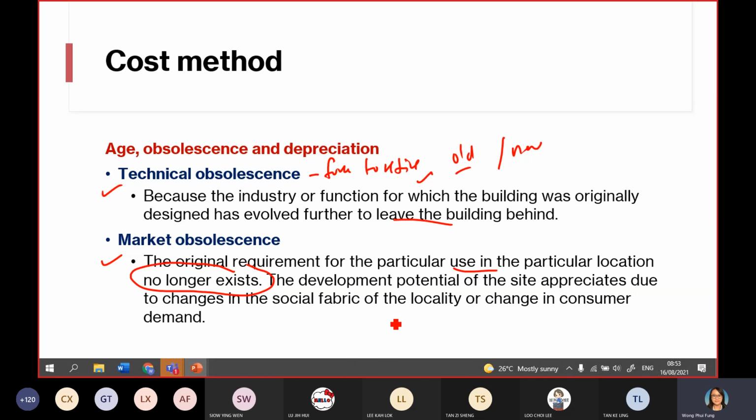However, the government changed, the policy changed, then the ECRL was also rerouted back to the original. No more passing by Negeri Sembilan. That is under market obsolescence. The original requirement for that particular use no longer exists anymore. Okay, so that is one of the examples, cancellation of a mega infrastructure. So that is under market obsolescence.